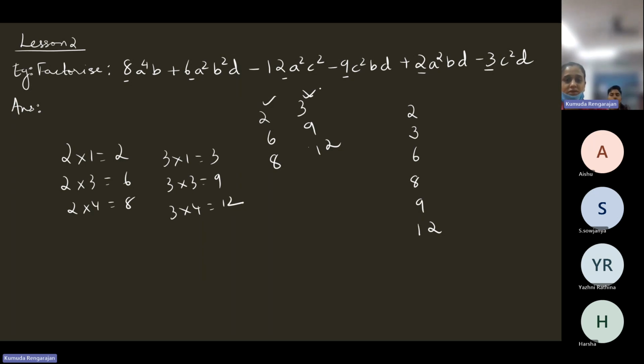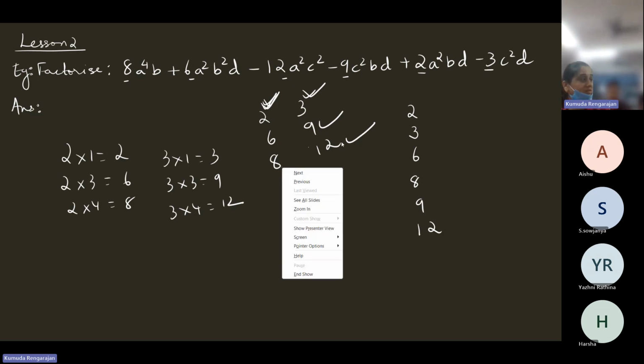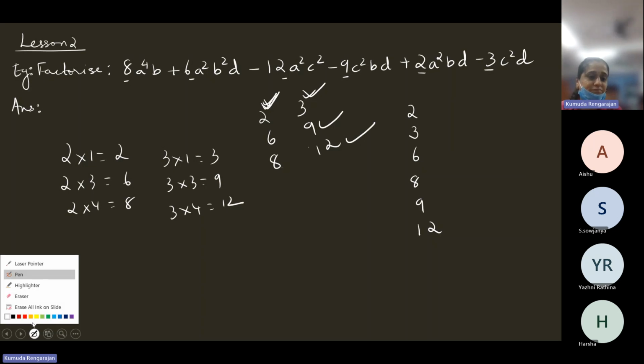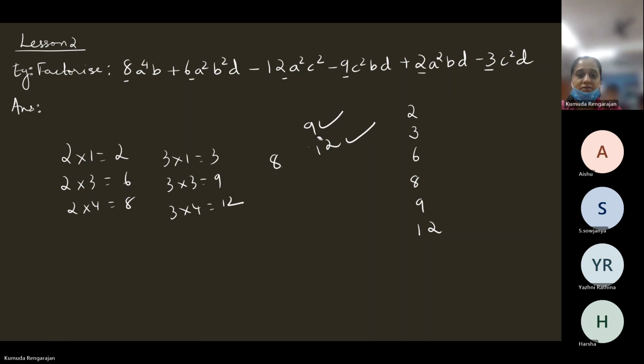Can you see? 3, 9, and 12; 2, 6, and 8. In the table of 2, 2 threes are 6. In the table of 3, 3 threes are 9. In the table of 2, 2 fours are 8. In the table of 3, 3 fours are 12. So group the terms in this order.